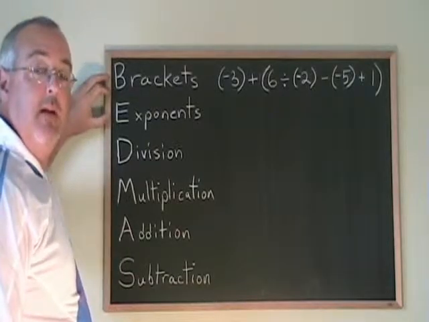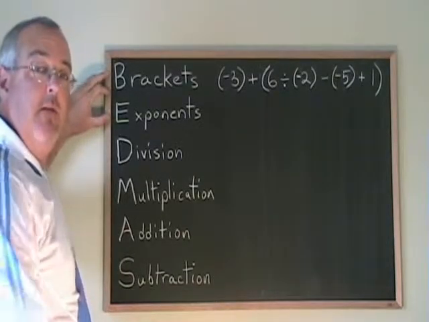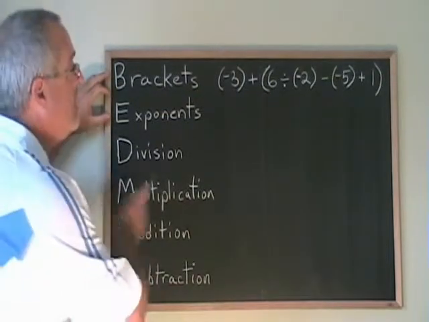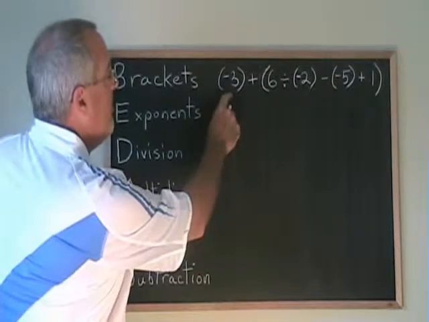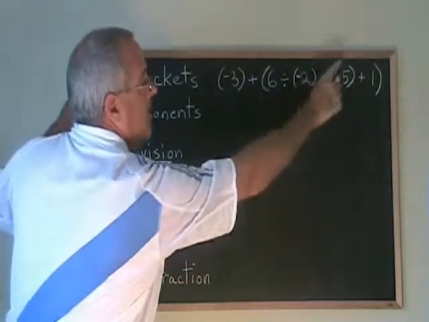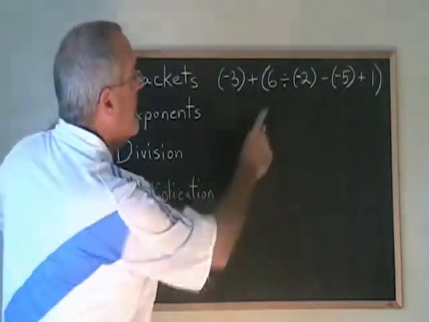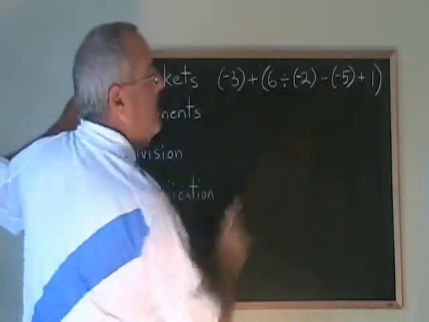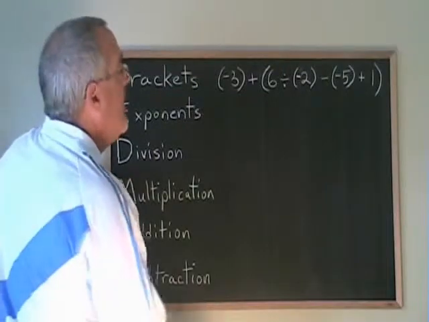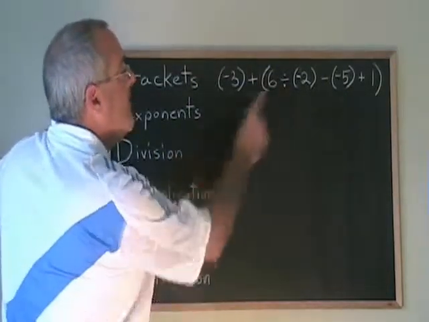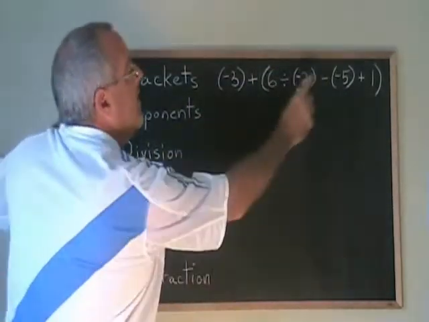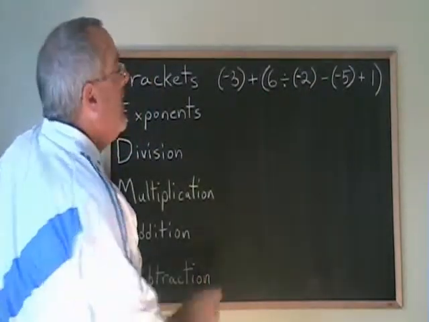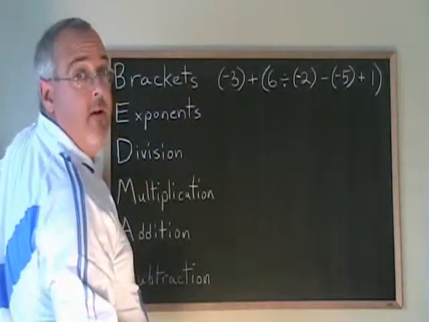Once we start studying integers, we eventually have to be able to do BEDMAS problems involving integers. Here's an example. We have -3 plus, and then we have a large bracket. Inside the bracket, 6 divided by -2 minus -5 plus 1. We have a bracket, we have a division, we have pluses and minuses, and we have several negative numbers involved.